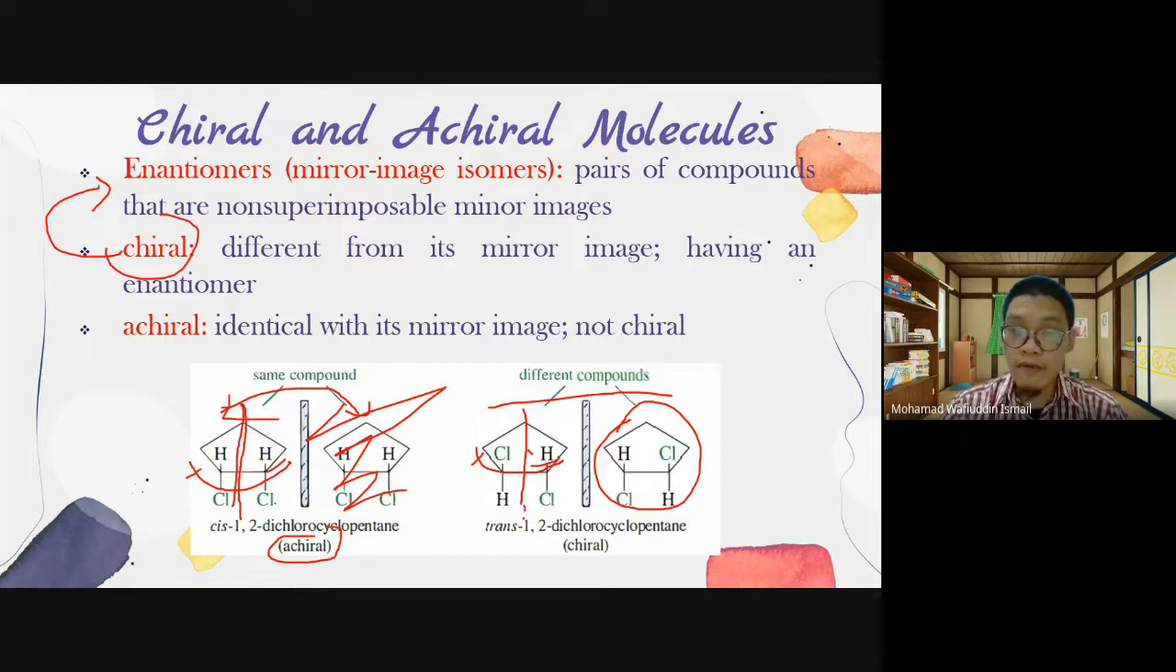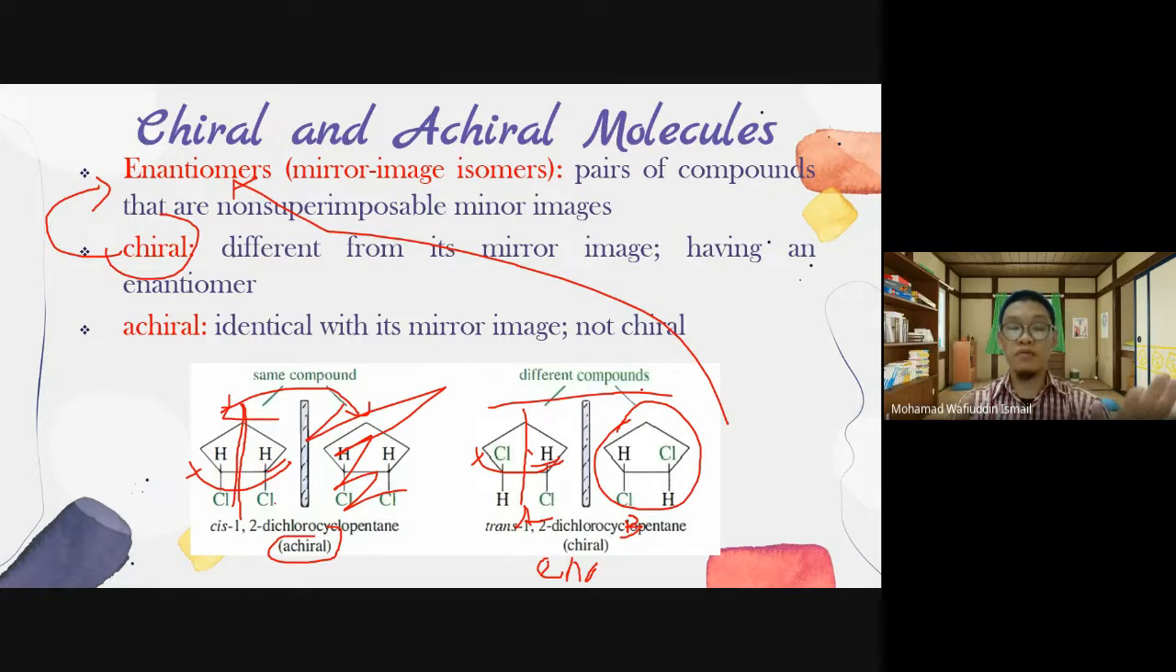So we have compound A and compound B. Compound A and B we call enantiomers. Remember, enantiomers means both molecules are chiral, and A and B we call enantiomers. If only A is chiral, we cannot call it an enantiomer. Enantiomers contain both non-superimposable molecules.